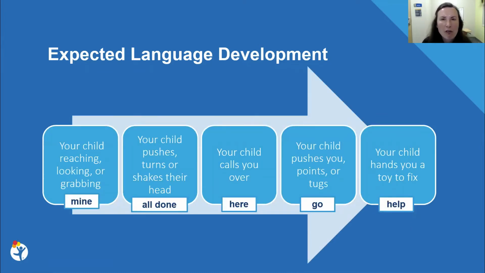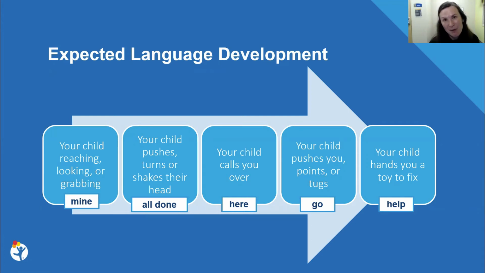In addition, we have a variety of things that we are communicating in that development. So your child may first start reaching, looking, or grabbing, and maybe they're trying to express that an object is mine. Your child very quickly may learn to push, turn, or shake their head to say all done or no. And your child will probably want to gain your attention. So your child calls you over and they may tell you here or mommy here.